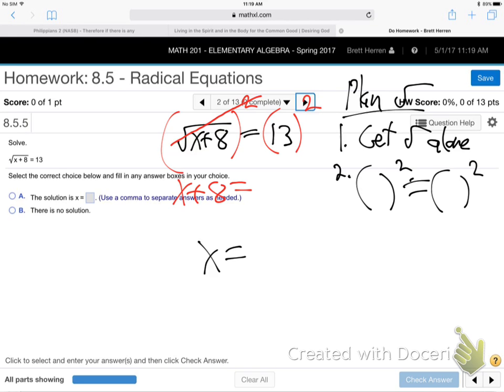On the other side, what happens with the 2-power on the 13? Yeah, 13 times 13. So you multiply that and you calculate, what is that, 169? Yeah. We good so far?